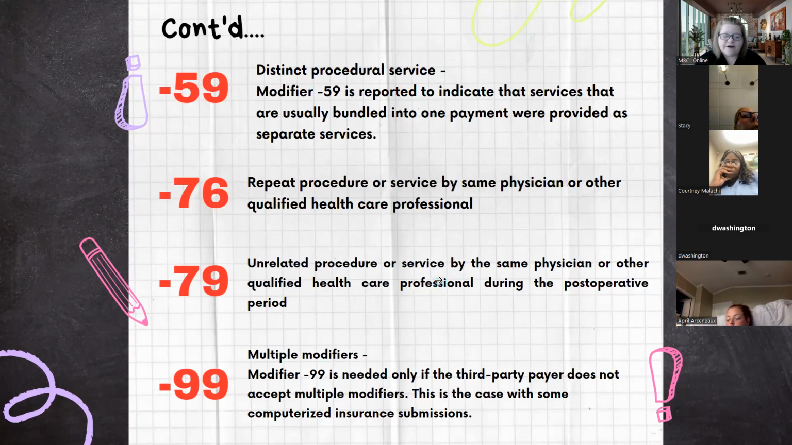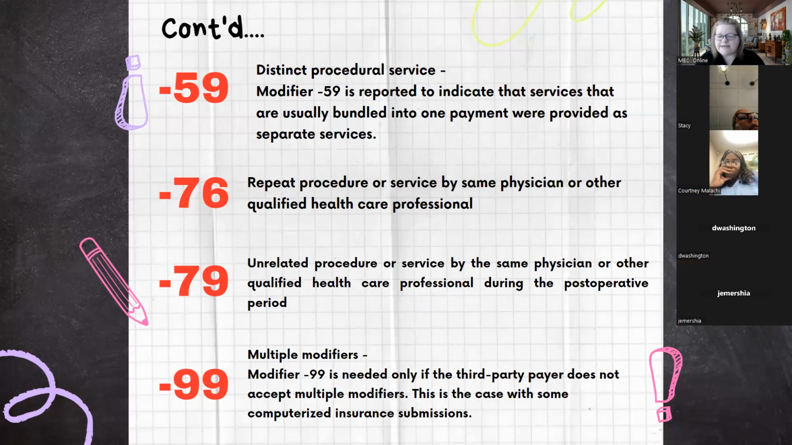And then modifier 99 is the last one we're going to talk about. It indicates multiple modifiers. The only time you ever have to use this one, guys, is if the third party payer you're dealing with does not accept multiple modifiers. On your CMS 1500 form, there are 4 spots for modifiers that you can attach after the code. Some insurance companies will not accept that. I can't think of any right off the top of my head, but some of them do not. And if they deny your claim for multiple modifiers, they'll generally accept a 99. That'll indicate this has multiple modifiers.